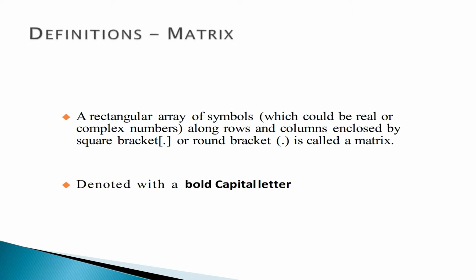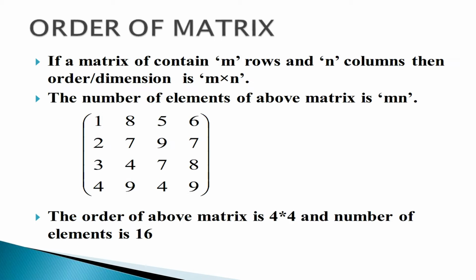Next, what is the definition of a matrix? The rectangular arrangement or array of data along with rows and columns, enclosed by square brackets or simple brackets, is known as a matrix. Generally, capital bold alphabets are taken as the name of the matrix. Next, what is the order of a matrix? If a matrix contains m rows and n columns, then the order or dimension is m cross n. The number of elements of the above matrix is mn.